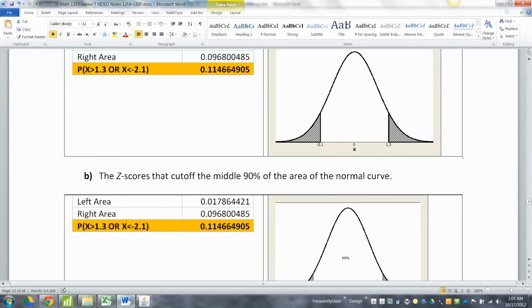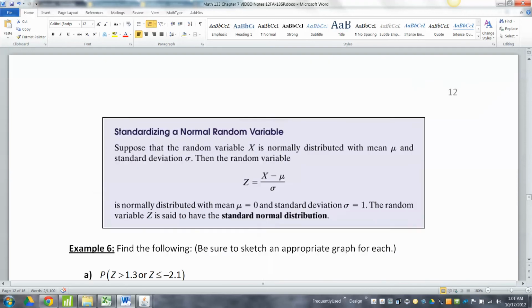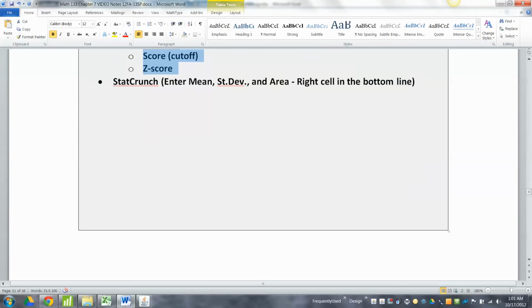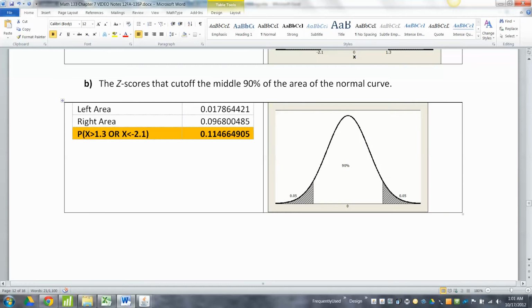scrolling down, they're giving us the middle 90%. They're giving us an area. In the center, it's 90%. And they're asking for the z-scores. So when they ask for z-score or z-value, that's a norm inverse question. Okay, so the middle is 90%.